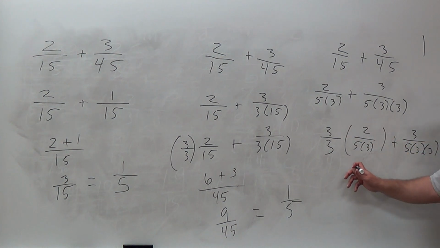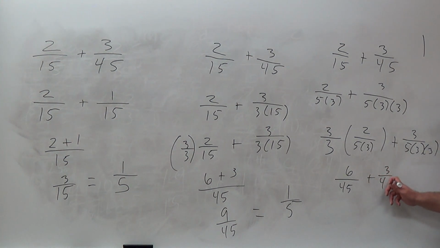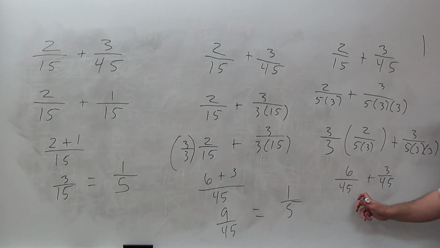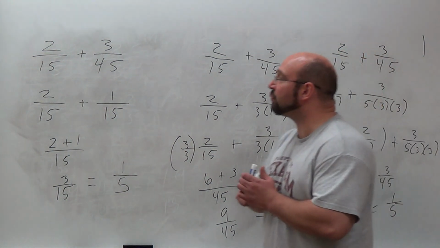When we work this out, that's going to give us 6 over 45 plus 3 over 45. And from here, we're going to add it up, get 9 over 45, which is going to give us 1/5, right? So, while Gabby's struggling to stay awake, we're just going to go over this briefly.